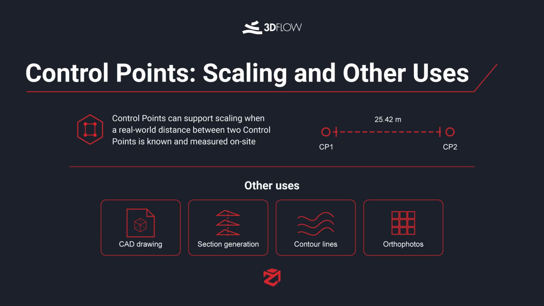Control points can be used to set scene scale if at least one real-world distance between two control points is known and measured on site. It's worth pointing out that control points can also be used for other purposes, such as CAD drawing, section generation, contour lines, or to support the generation of orthophotos and orthomosaics.